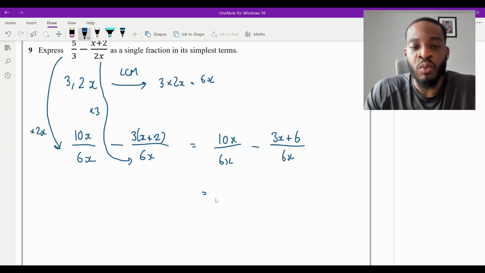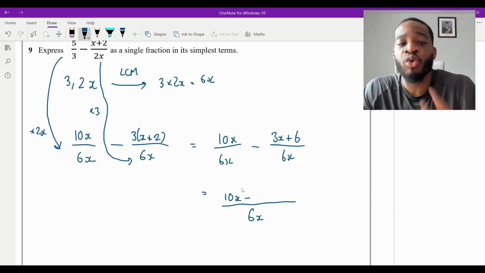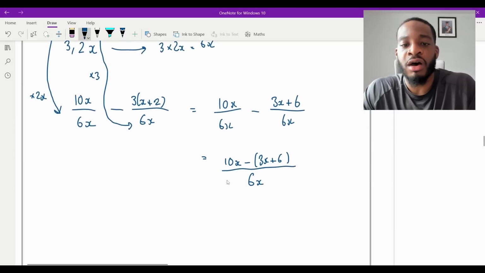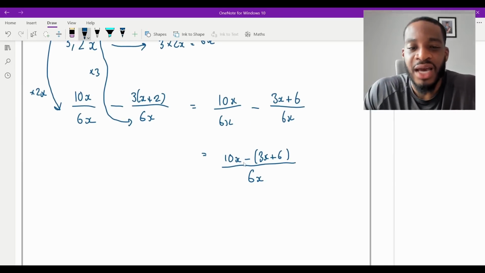And then now we can combine the fraction because we've got the same denominator. But be very careful here. 10x, when we take away this 3x plus 6, because there's more than one term, we have to protect it. So I have to put it like this, like that. And when you just have a minus with a bracket, that is just a -1 essentially. So all you're going to do is expand that -1 here, like that. So therefore, you're going to get 10x, take away 3x, minus 6, all over 6x.